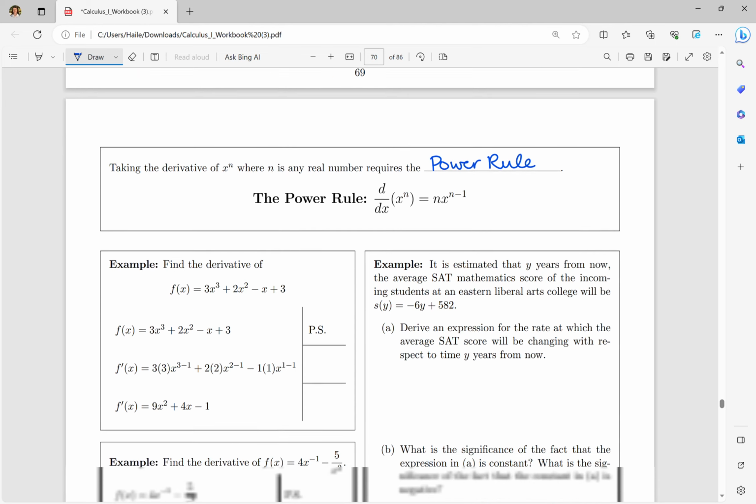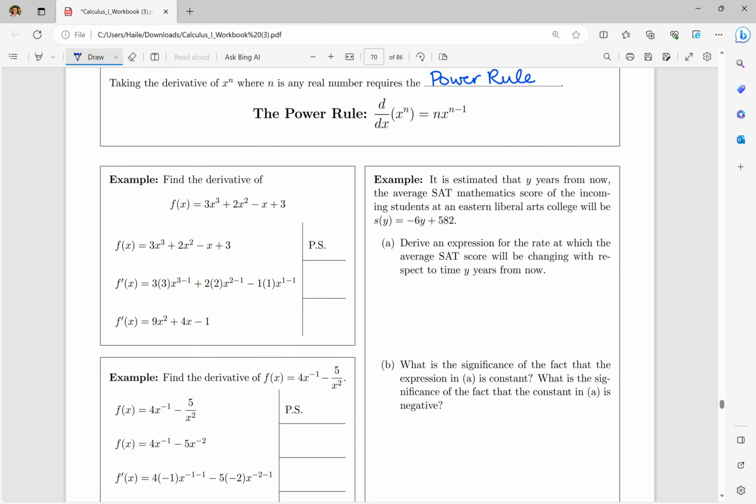So let's practice a couple of examples. First we're going to find the derivative of 3x cubed plus 2x squared minus x plus 3. As always, we start with our problem statement. In the second step, I'm going to apply the power rule.